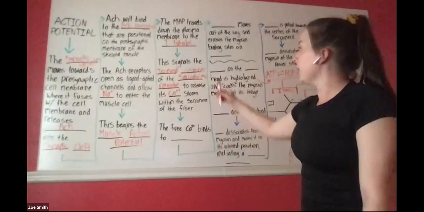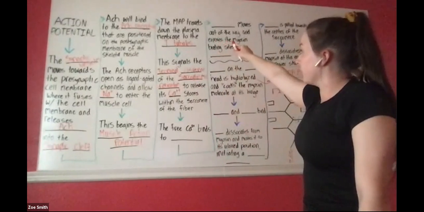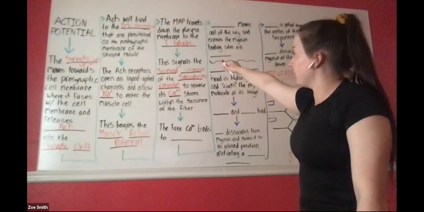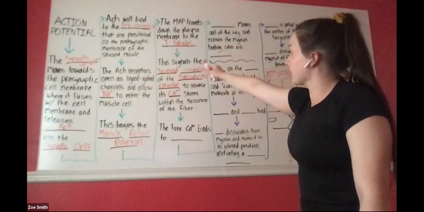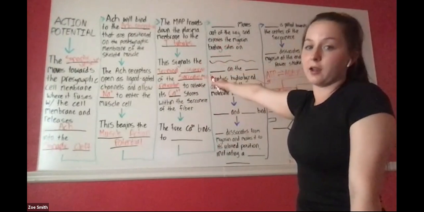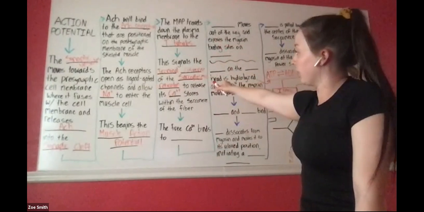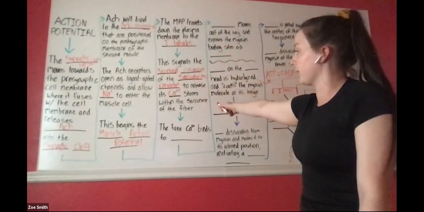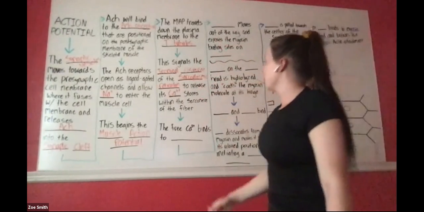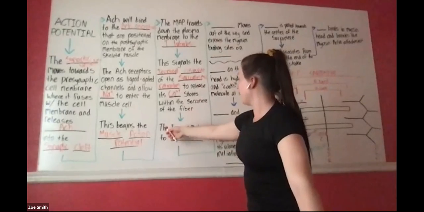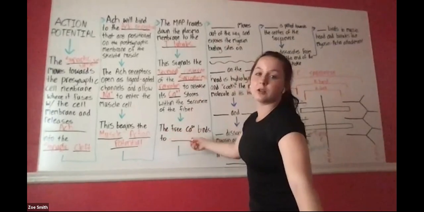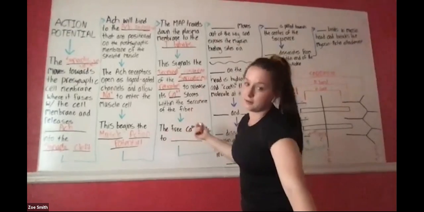So again, the muscle action potential travels down the plasma membrane to the T tubules. From there, that's going to signal the terminal cisternae of the sarcoplasmic reticulum to release its calcium stores within the sarcomere of the fiber. So that calcium now is going to bind to troponin C.